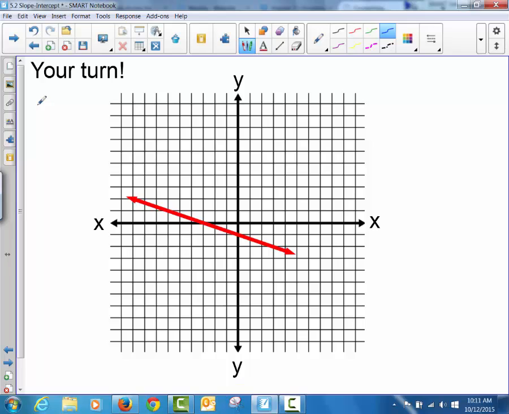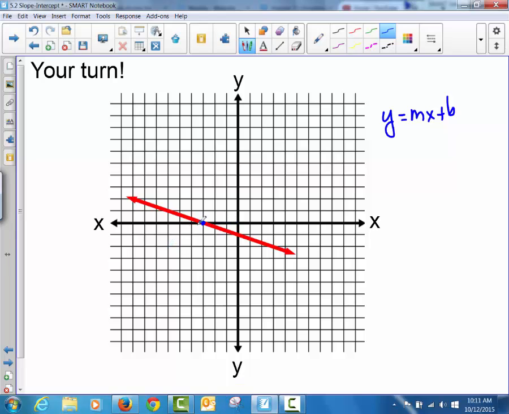Alright, your turn. Do the same thing that we just got through doing. Find the slope, find the y-intercept, and then plug them into y equals mx plus b. I'll go ahead and write that up here for you. Y equals mx plus b. And let's see, where would you want to start? Here's a good place to start for finding your slope, okay? Pause the video, try this one, and then come back.